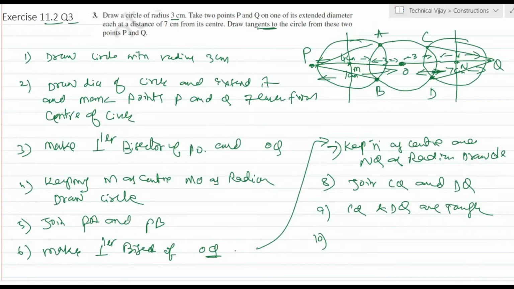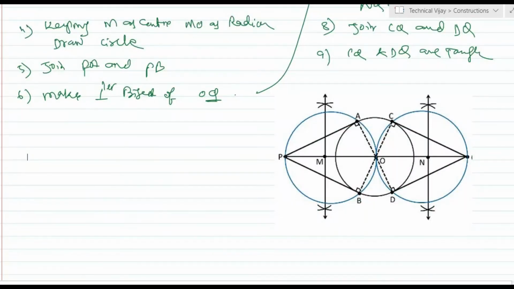I'll write this diagram neatly. So this is the diagram now. This is point Q. Okay. First, this is a circle with center O. So after that, we have taken a point P 7 centimeter from this O and also 7 centimeter from this O on this side, P and Q.